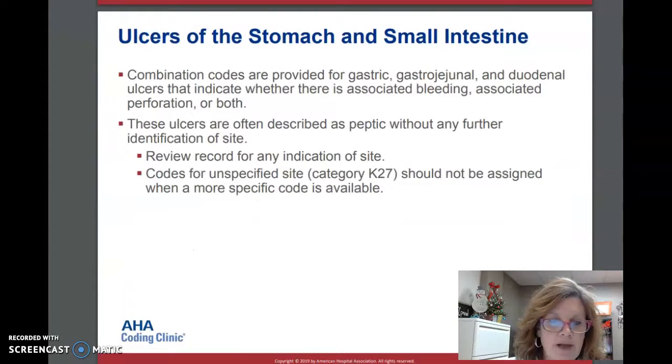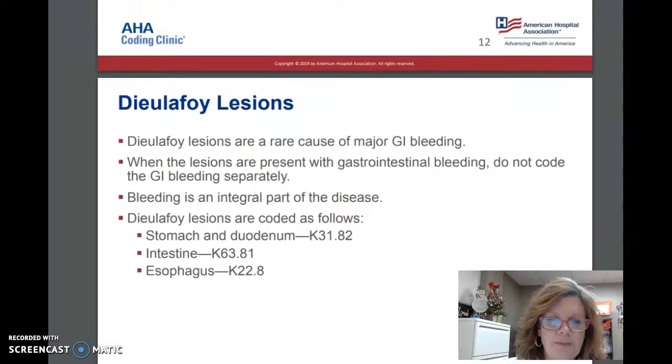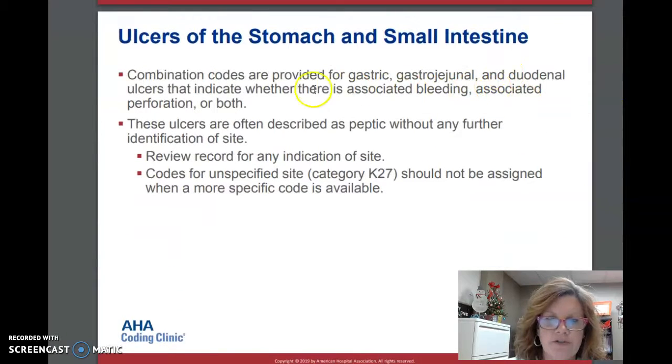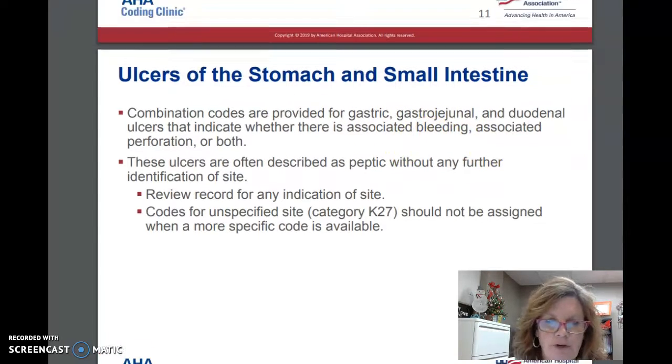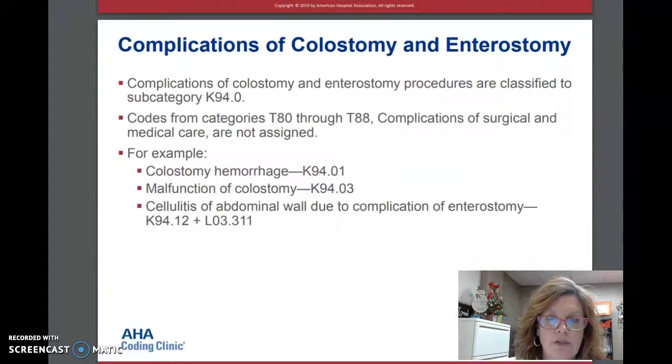All right, so we also have ulcers, K27 category. And make sure you look to see exactly where that ulcer is at. What part of the digestive system? Okay, we have a lot of different areas. Is there associated bleeding, perforation? Again, be specific when looking for your code.